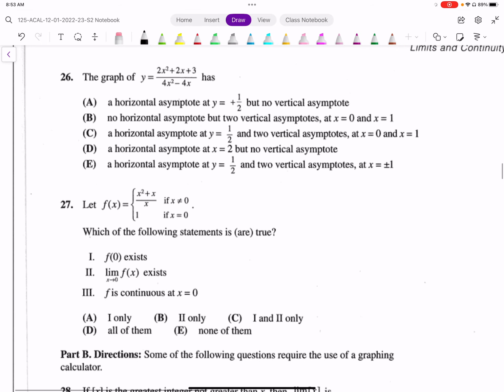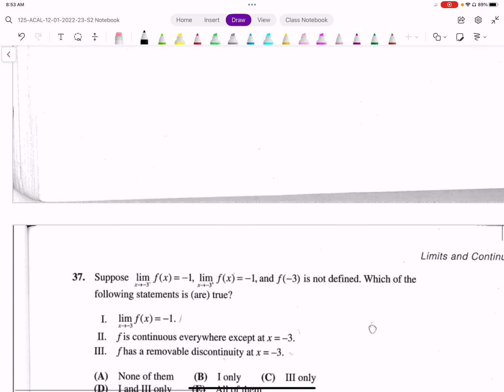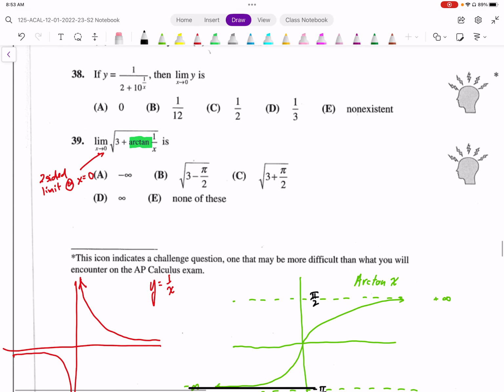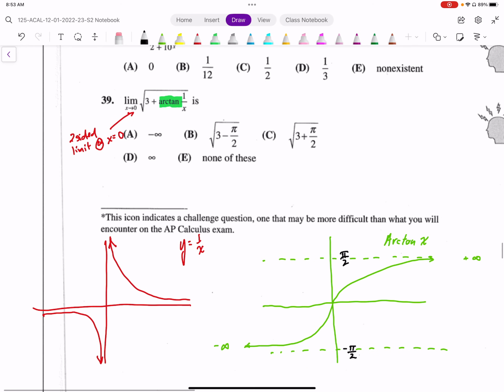Question number 39. Number 39 is the limit as x goes to 0 of the square root of 3 plus arctan of 1 over x. We can just look at the 1 over x, and as a two-sided limit, because it's going to 0, we know that 1 over x goes to positive infinity on one side and negative infinity on the other side. Therefore, as a two-sided limit, it doesn't exist, so the correct answer is E.